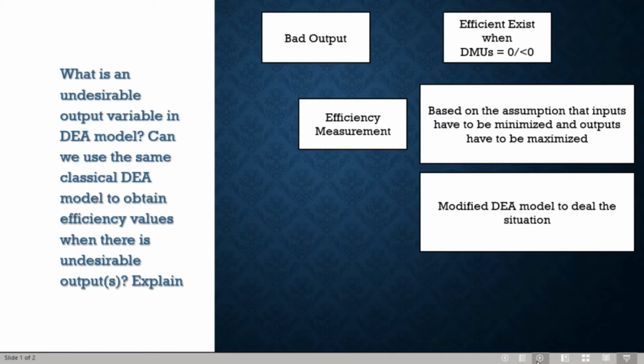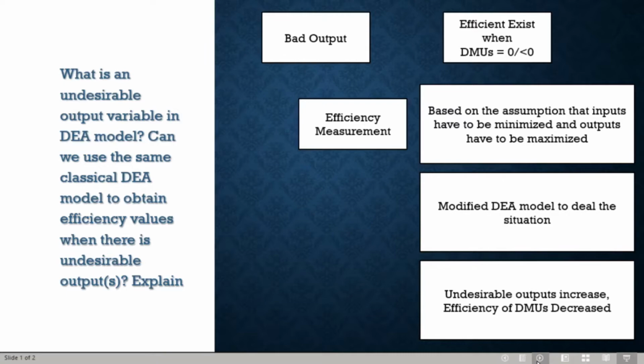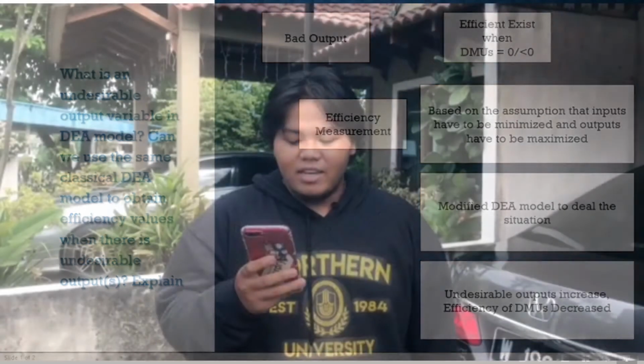So at least we need to modify our DEA model for this situation, and undesirable output should not be maximized at all. An increase in undesirable output will reduce the efficiency of the DMU. Therefore, if undesirable output increases, then the efficiency of the DMU will decrease. According to the above statement, undesirable outputs of production and social activities, such as the number of fatal accidents and the number of minor accidents, are both increasingly recognized as dangerous and undesirable.